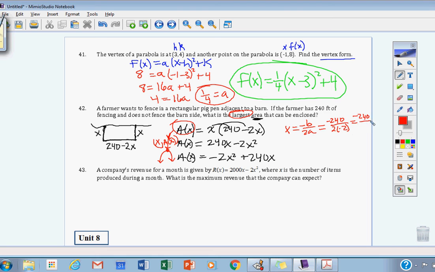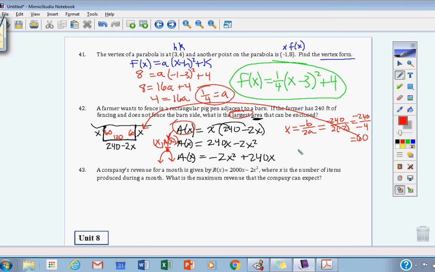240 all over, what is that, negative 4. Sorry, lost my train of thought. 24 over 4 is 6, so this would be 60. All right, so what's that mean? Well, don't forget that means that this is 60. So if we've got 60 here, 60 here, 60 here would be 120. We have 120 plus the 120. That is 240 feet of fencing, but what were they asking for? They were asking for the area. So what is the area?